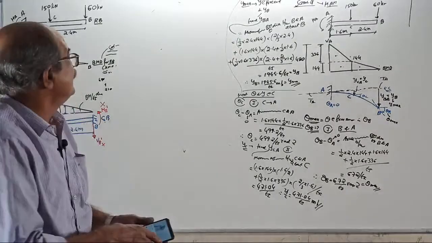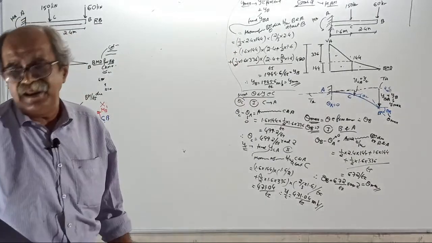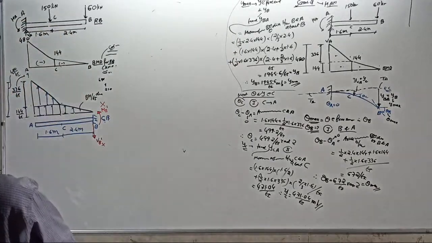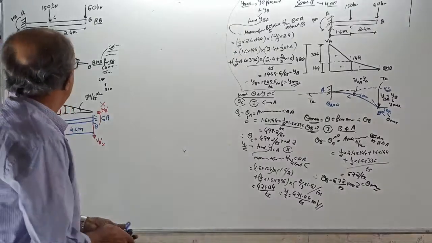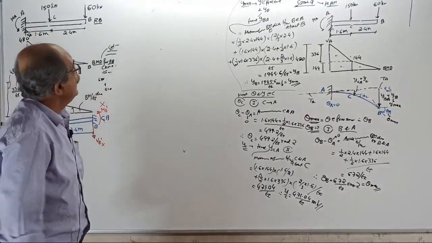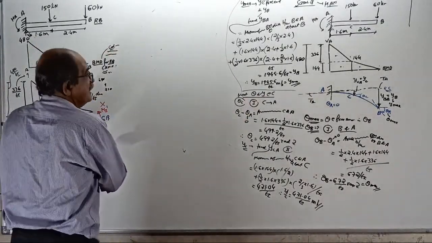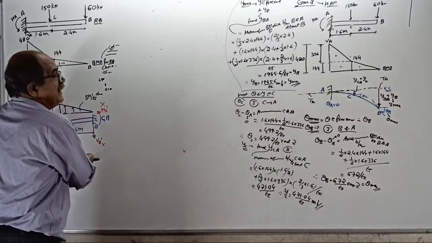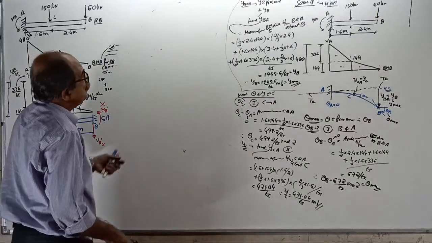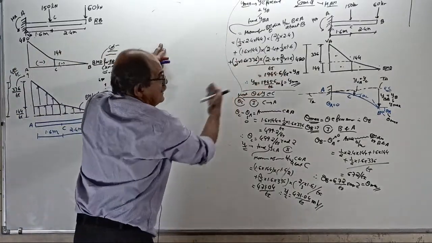Fully clear? Now I will say goodbye to the moment area method and come back to the conjugate beam method. Be careful. At the end of this problem, you will say, hey, the statements are changing, the writing way is changing, but what about the calculation? Whatever is there, the same thing is here.